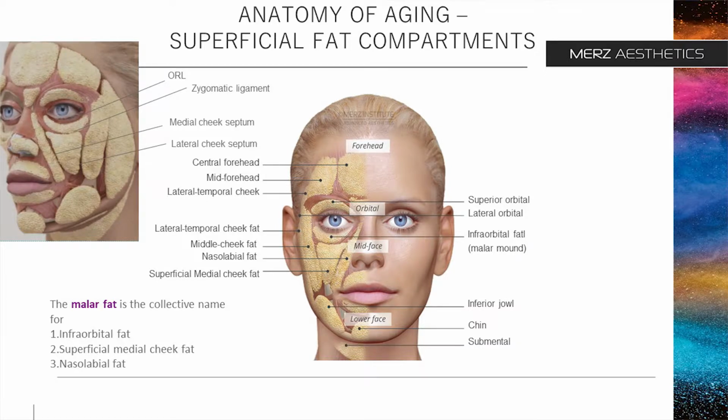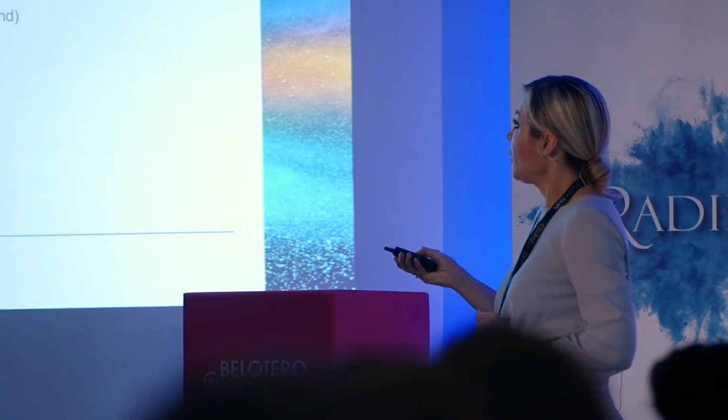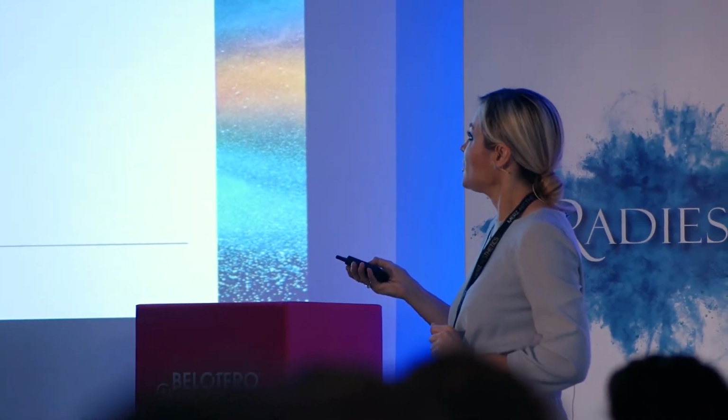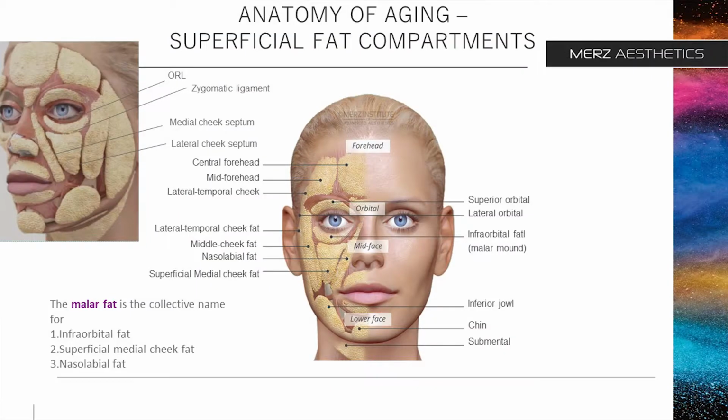Superficial fat compartments, so above the mass layer. So they are in the forehead, you have one central, two middle, and one, it's not that visible here anyway, lateral orbital, which is in between the temporal septum, and then you have in the midface the nasolabial, the inferior orbital, and the three superficial cheek fat compartments, which are the medial, the middle, and the lateral temporal.